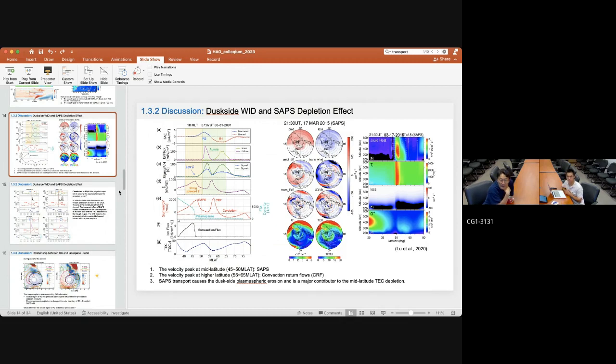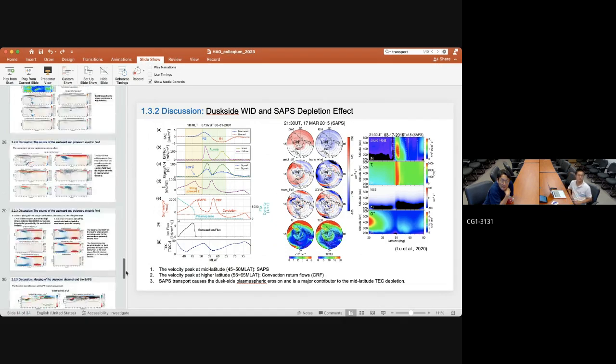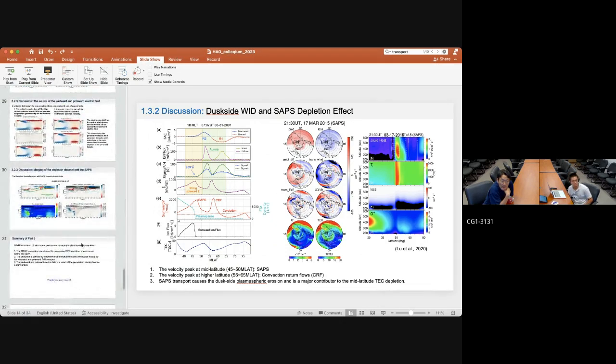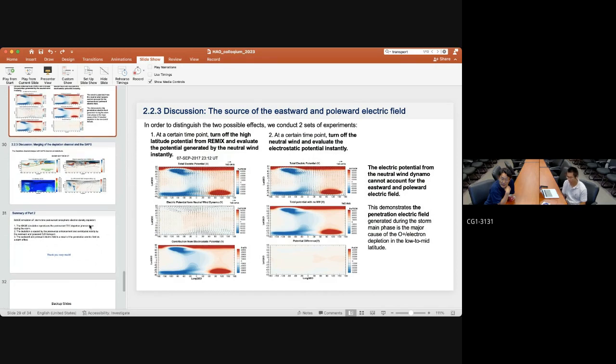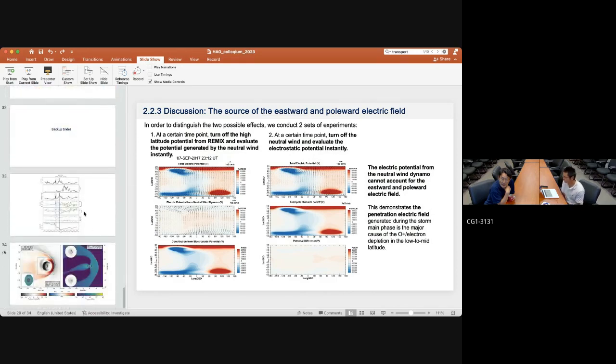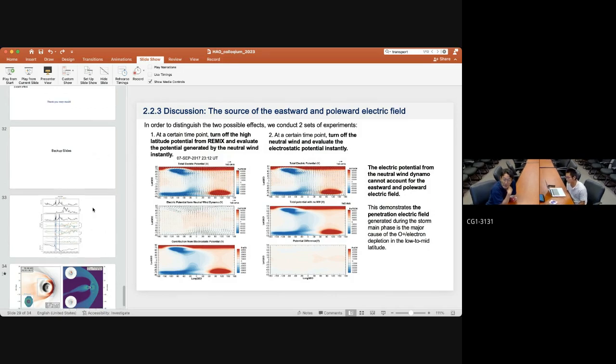Okay, Harry. Yeah, Shanshan, at the end, the second part, your conclusion is that the penetration electric field probably plays a big role during the storm. Does this always happen during storms, or only when that penetration or high altitude electric field, the eastward electric field, is aligned with the PRE at dusk time?